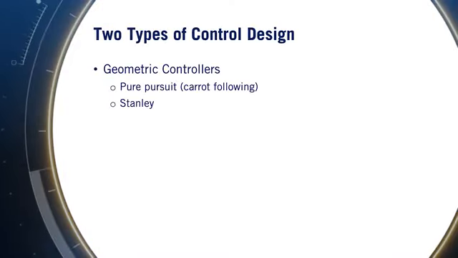Let's now introduce the 2 main categories of lateral control design which are widely used in autonomous vehicles. The first category of controllers are geometric controllers, which rely on the geometry and coordinates of the desired path and the kinematic models of the vehicle. We'll consider 2 types of geometric controllers, the pure pursuit and the Stanley controllers, and we'll look at these in detail in the next lessons in this module.